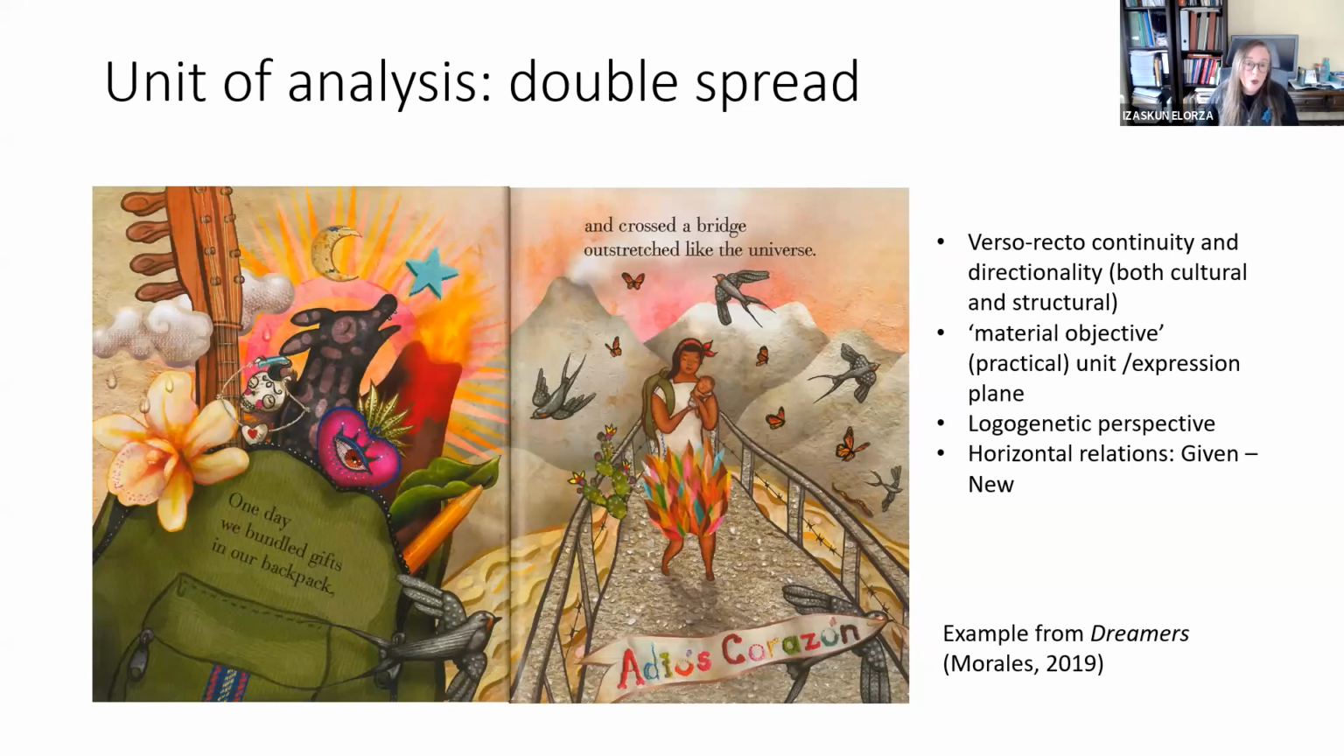It is appropriate, or efficient, or good to use this, because very often we want to have a logogenetic perspective. So we are going to look into the story from the narrative point of view as it is developing along. So we can consider the double spreads along the story as well. That is one possibility.